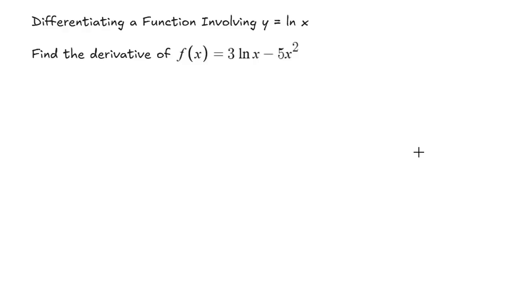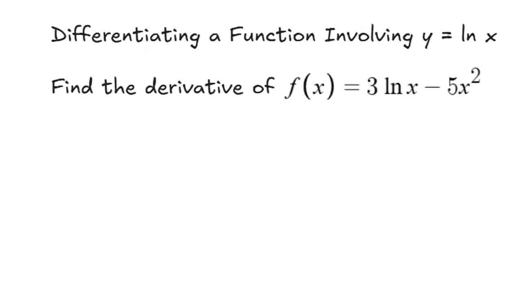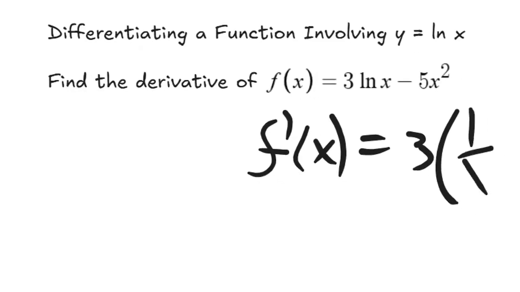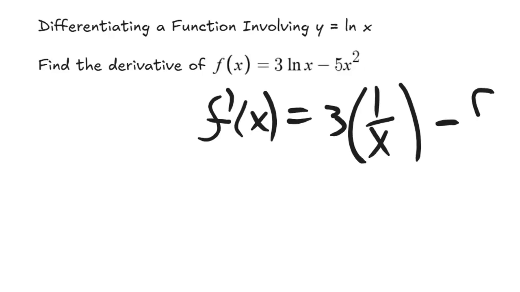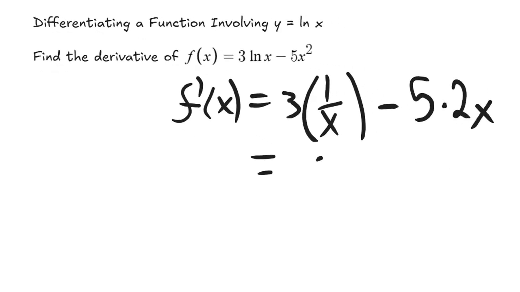So let's go ahead and look at an example here. We want to find the derivative of 3 natural log x minus 5x squared. Pretty straightforward. It's just going to be 3 times the derivative of natural log x, which is 1 over x, minus 5 times the derivative of x squared, which is 2x. We could simplify this to 3 over x minus 10x.